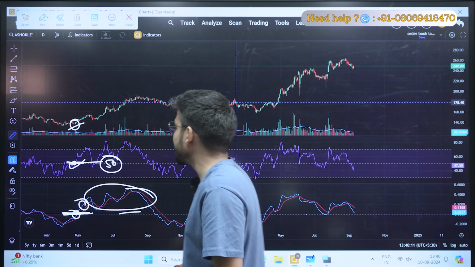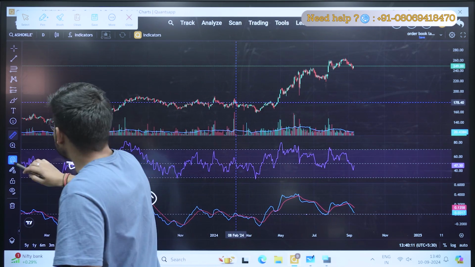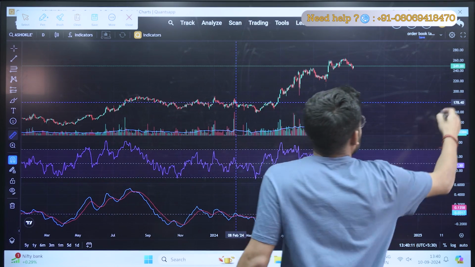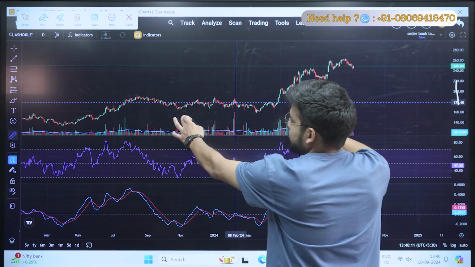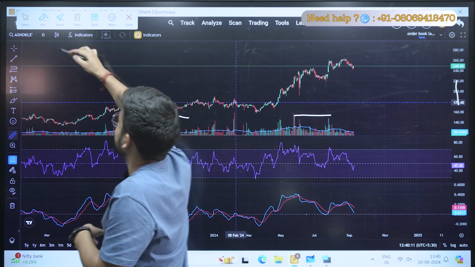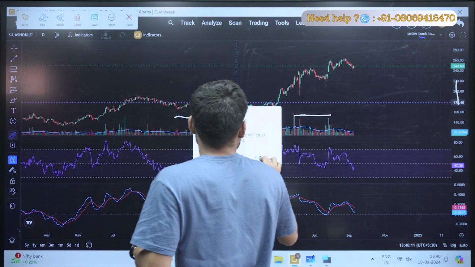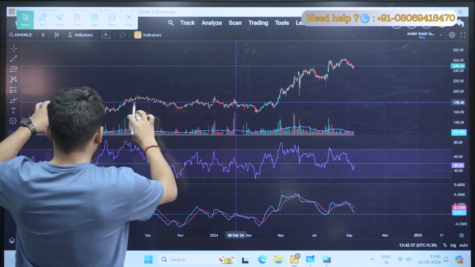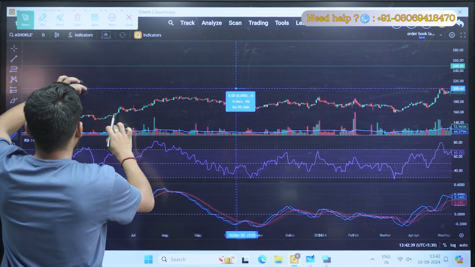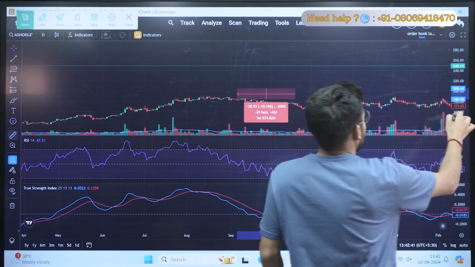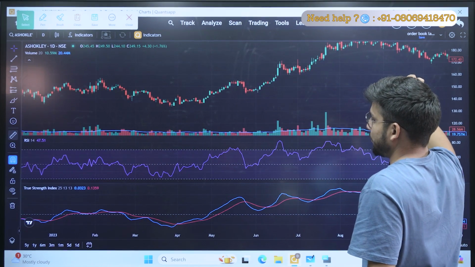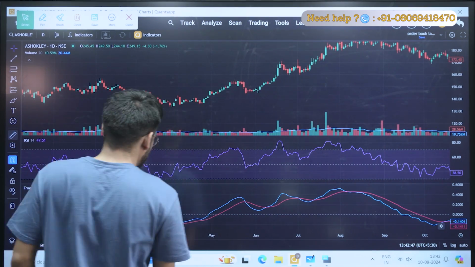You can see. Okay, let me zoom it out for you guys. Just wait a second. Let me zoom it out for you. Okay, let's zoom it out a little. Perfect. Okay, so I was here.